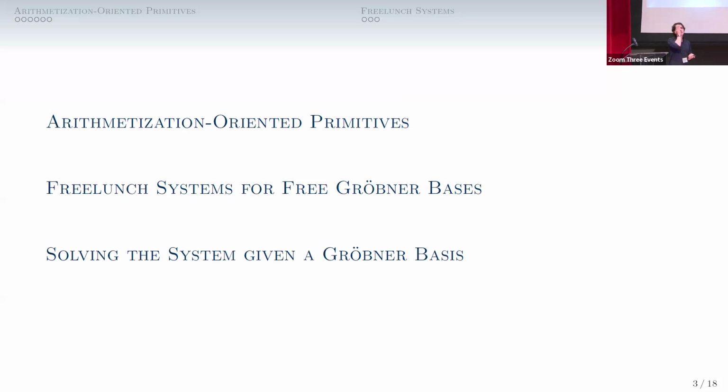So first, I'm going to give a reminder on what arithmetization-oriented primitives are and the state of the art on cryptanalysis. Then I will talk about what we call free lunch systems, which is basically how we get free Gröbner bases to attack these primitives. And lastly, I will describe the solving algorithm.